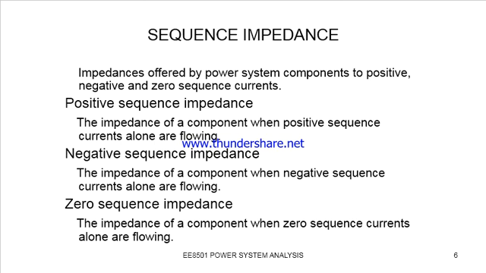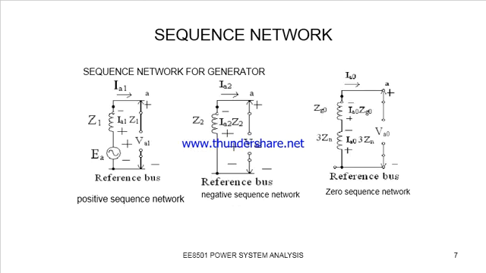While considering the sequence impedances, the impedances offered by the power system components are positive, negative and zero. In the positive sequence case, the impedance component is considered when the positive sequence currents are flowing. In the negative sequence, only the negative sequence current flowing is considered. In the zero sequence, when zero sequence currents are flowing, that impedance component alone is considered. So this is the case.